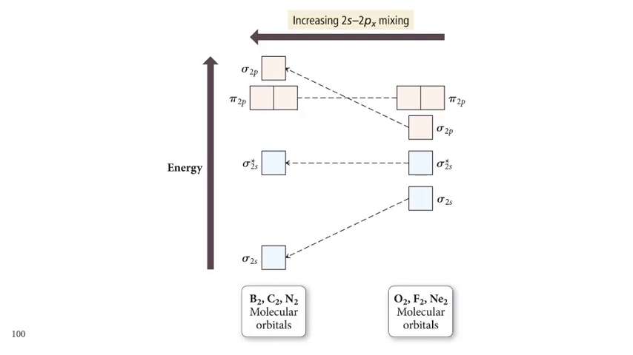It has to do with increased mixing between the 2s and the 2px orbitals. So in boron, carbon, and nitrogen, the sigma star and the sigma are much more separated in energy, and the sigma 2p and the pi 2p are closer.